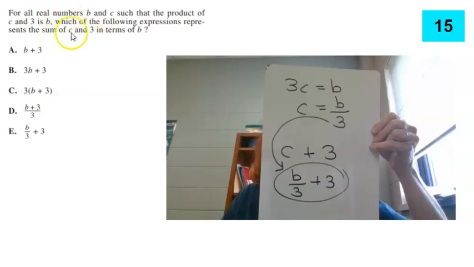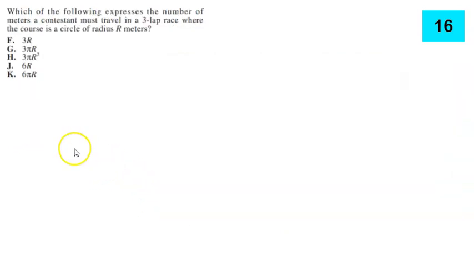When it says the sum of C and 3, you don't want to leave the C there because it says make your answer in terms of B. So you take out your C and put your B over 3 in its place. And so the correct answer was E.